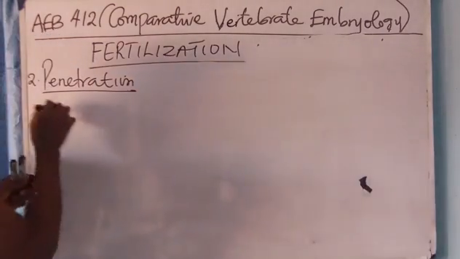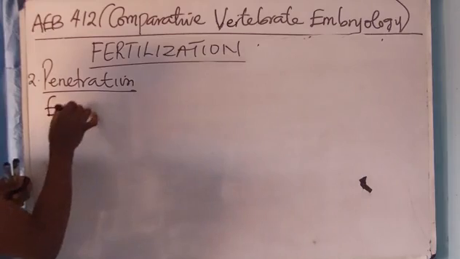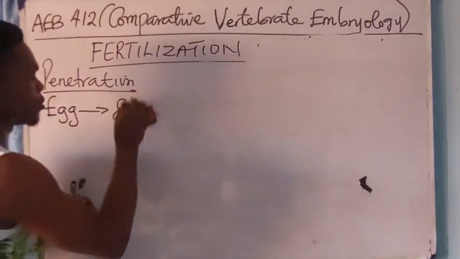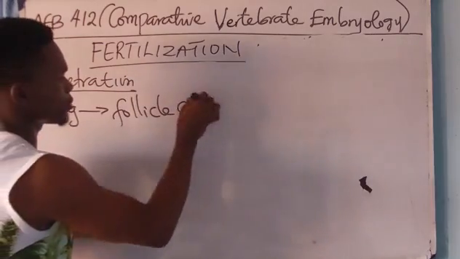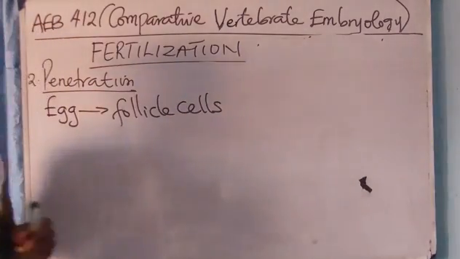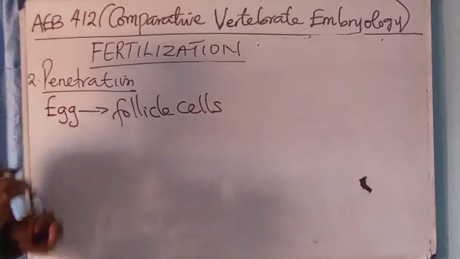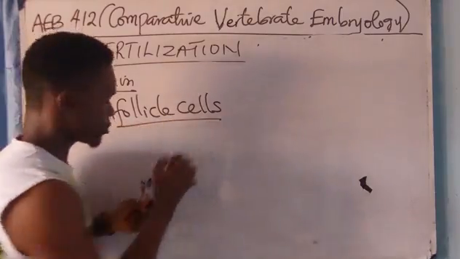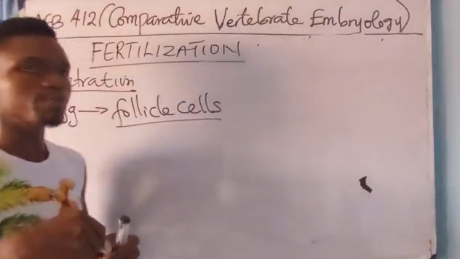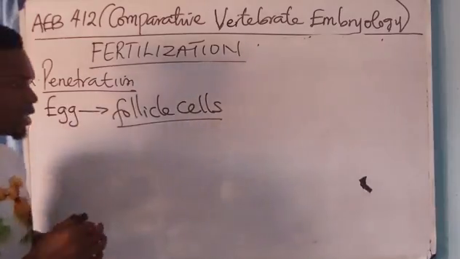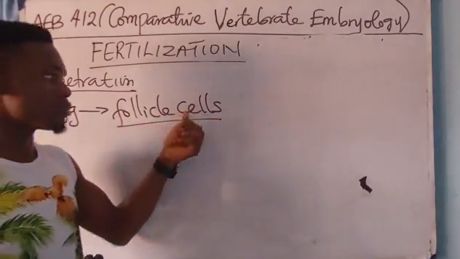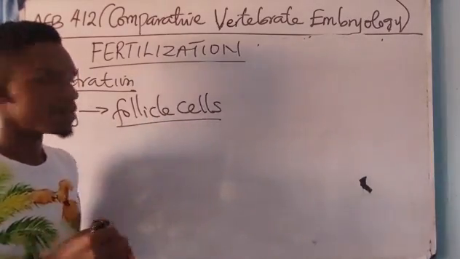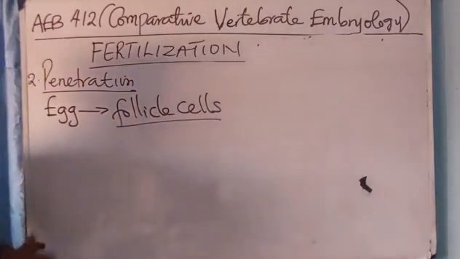You know the egg of the female organism is surrounded by specialized cells called follicle cells. Now, for the sperm to penetrate successfully, these follicle cells must be penetrated. They must be weakened by the acrosomal reaction that the sperm would undergo.